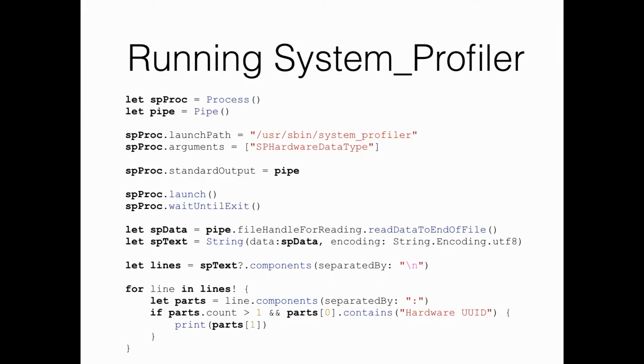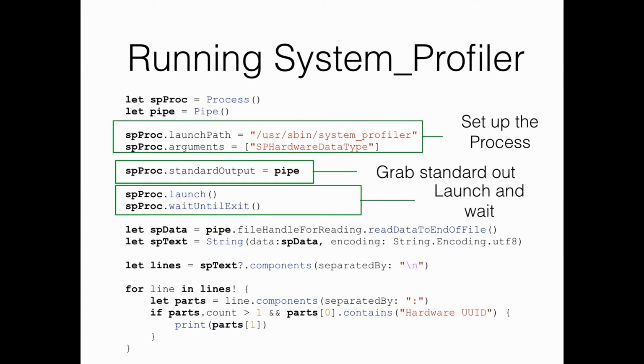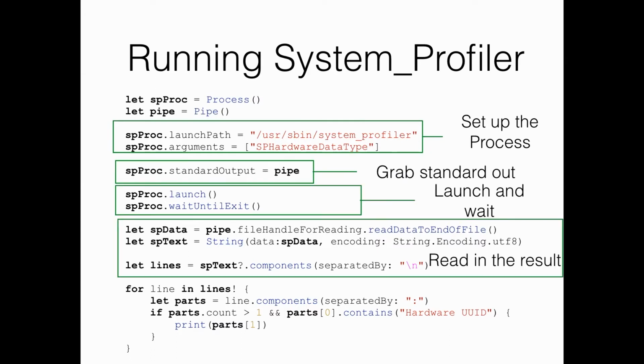So here's some code to do that. Again, it's very similar to what we did before. I skipped the part where we create the process and create the pipe. So I set up the process. I'm going to run System Profiler with the SPHardwareDataType, wire up the standard out, launch and wait, and then read in the result, just like I did before. But this time I'm going to do this last little line here that says we're going to take that SP text output and break it into components separated by newline.